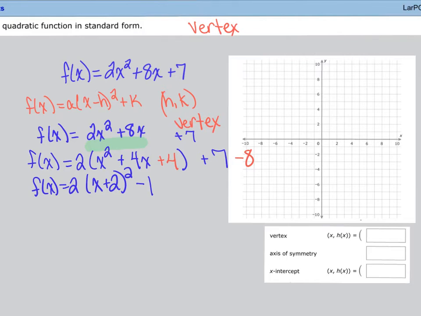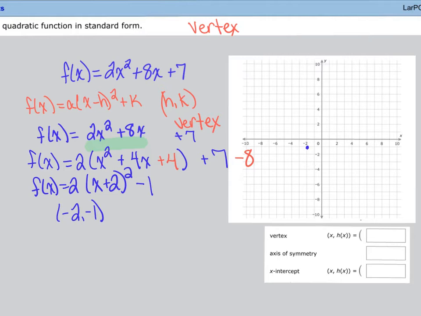Okay? Am I able to identify my vertex from this? Yes, what's my vertex? So remember my original formula is x minus h. So what would that be? You got it. You're absolutely right. So my vertex here is negative 2, negative 1. I'm going to go ahead and plot that. So negative 2, negative 1 is right there. Negative 2, negative 1. Okay?